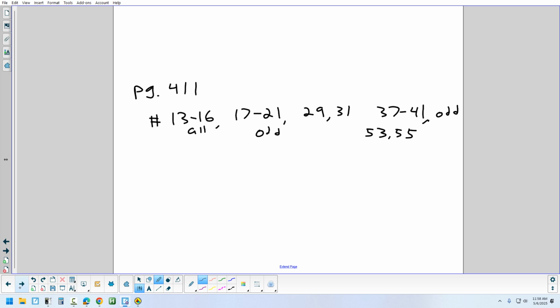So 13 to 16, that's the matching. That's always the first part. 17 to 21, that's okay. 29, 31, that's fine. And then 53 and 55, we're going to skip those two. So it's 13 to 16 all, and then everything else is odd: 17 to 21, 29, 31, and 37 through 41.